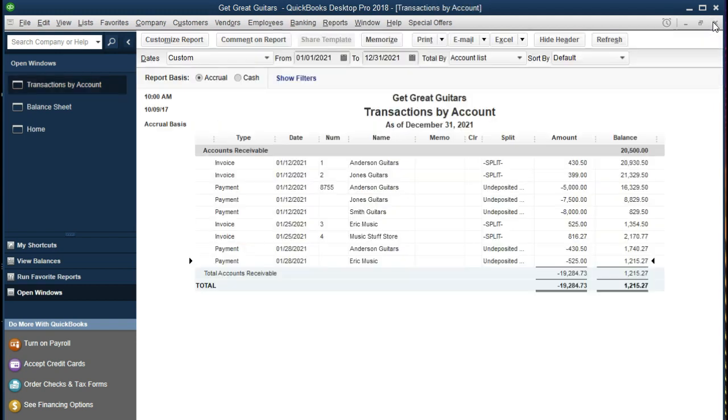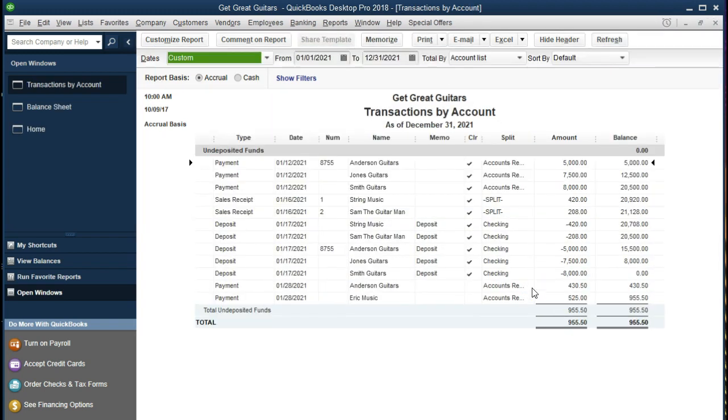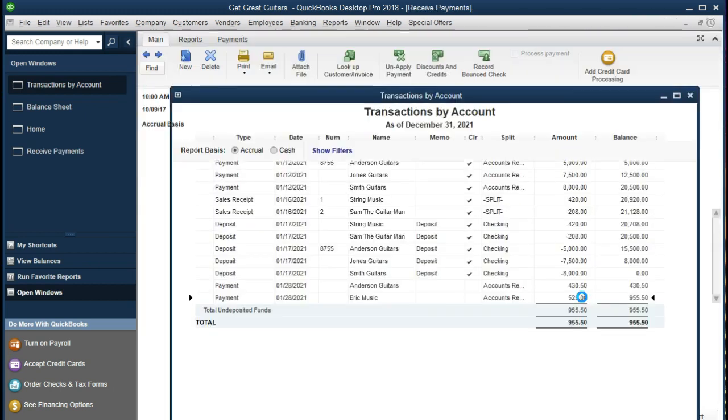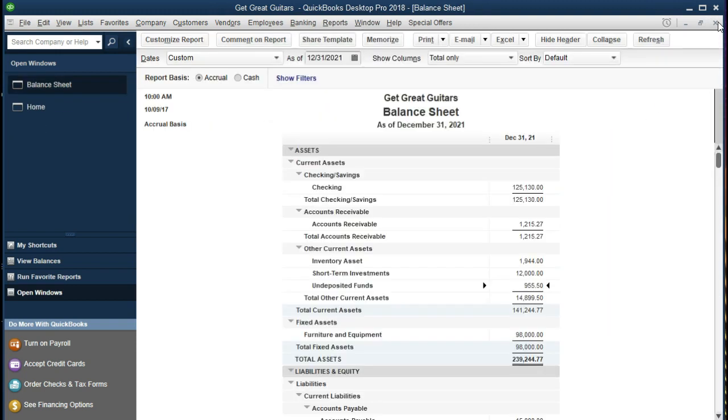So closing that out, what's the other side of this transaction? What else is happening? The undeposited funds is also affected now at 955.50. Double clicking on that, we see the 525 at the bottom. Double clicking on that, we see that information once again. There is that. We're going to close this back out.